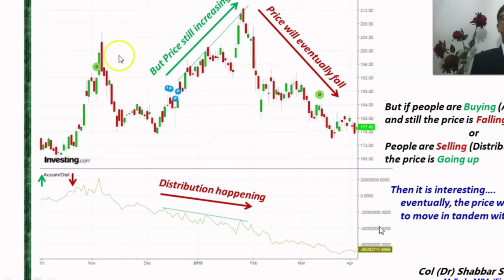This was a very, very odd case which I brought in front of you, just to explain that one should not be in a hurry to take a decision. It has taken quite a long time from here to here for the price to start moving in tandem with the accumulation distribution pattern. Got the point?